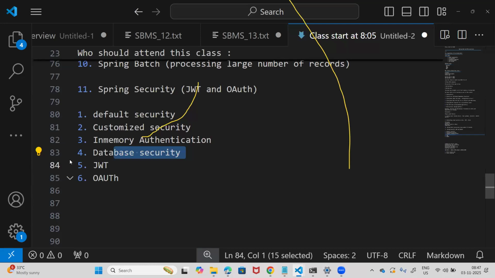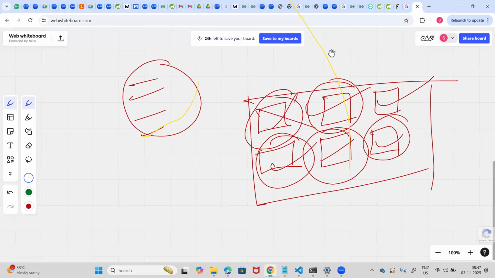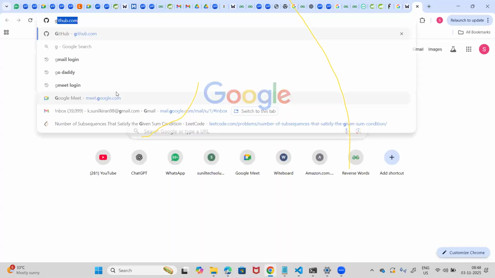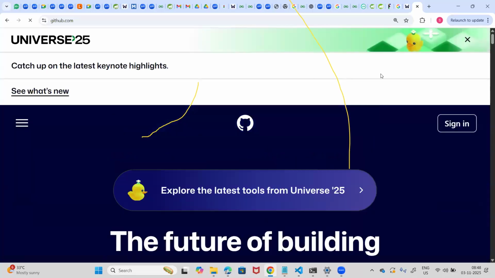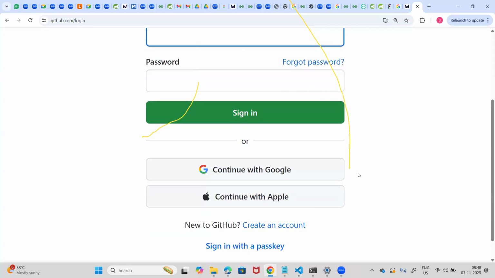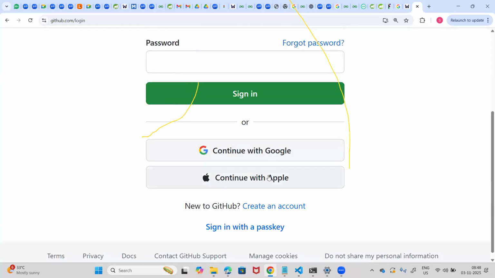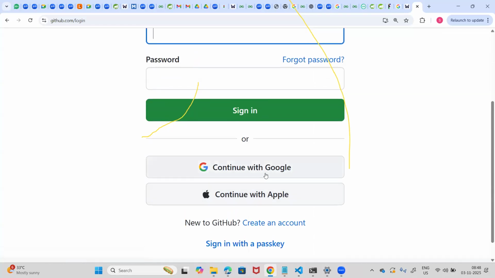Can someone tell me what is OAuth, guys? Basically, getting authentication from other providers, like Google. Suppose any popular site, github.com. Suppose if you want to log in, there is a sign in button here. See, guys, they're asking to continue with Google and continue with Apple. So if you don't have a GitHub account, still if you have a Google account, you can click on continue with Google, and internally Google is interacting with GitHub, guys.